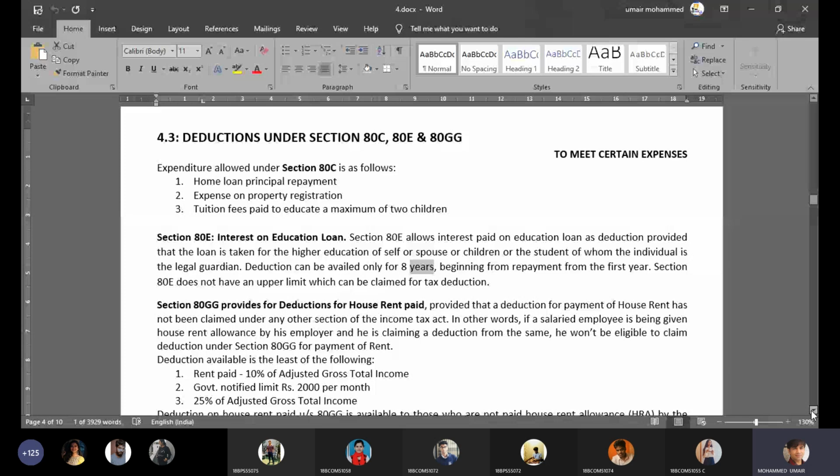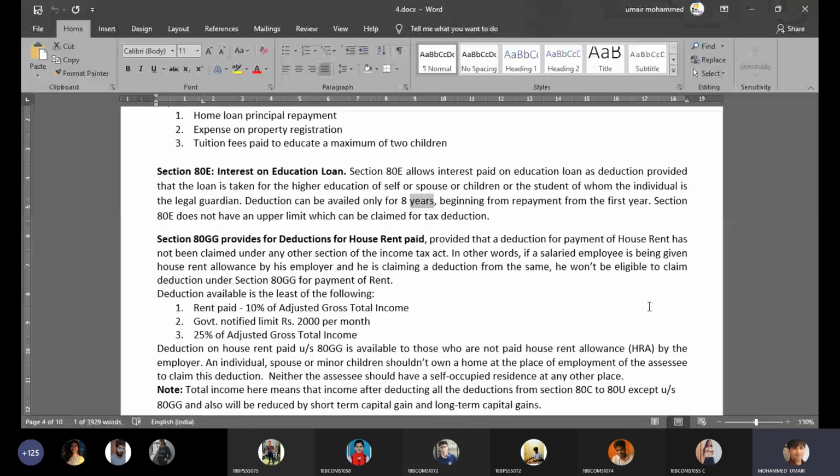So when we say deduction, it is not flat. What do I mean by that? Let's say I'm paying a rent of 50,000. It doesn't mean that whatever rent I have paid can be claimed as a deduction. In order to calculate the deduction amount, just the way we do in HRA by applying 3 steps, we need to look at what is the amount of deduction allowed for the rent paid. We have to apply the provisions of section 80GG.